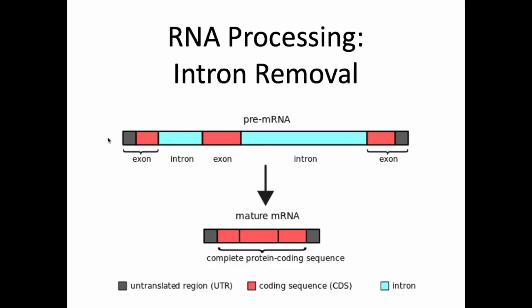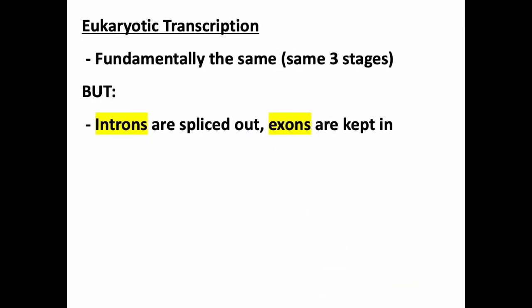Before this transcript is ready to go on to translation and do its job, to be a blueprint to tell the cell how to build a protein, you need to cut out the introns, remove the introns, and glue together the exons. You'll notice how, this is our raw transcript, this is our final product. The introns have been removed, the exons have been put together. And again, this is a eukaryote thing. Prokaryotes don't do this nonsense, only we do. Introns are spliced out and exons are kept in.